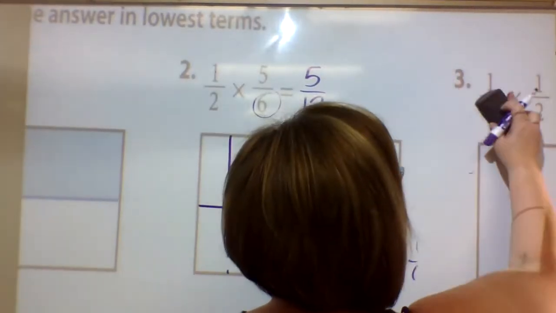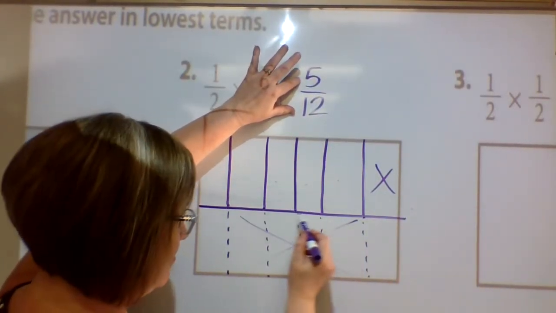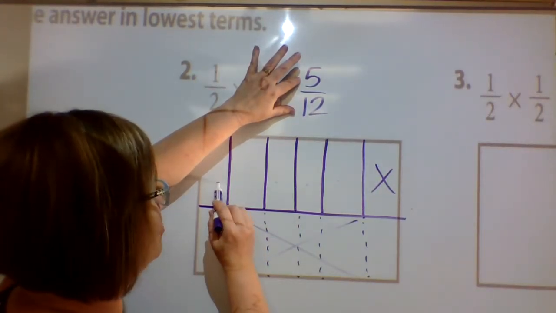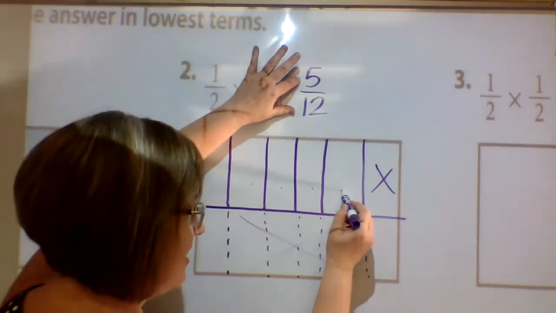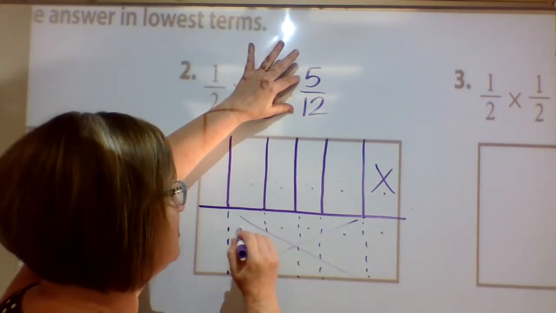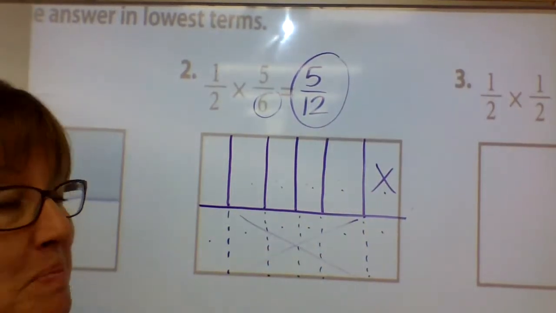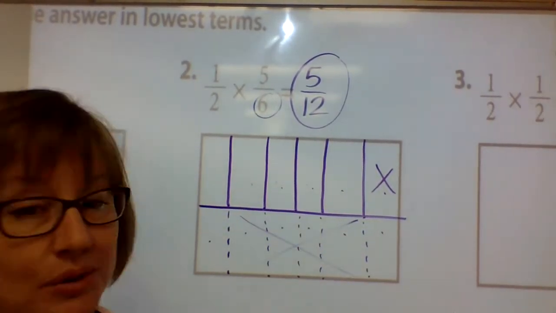Okay? So since it's 5 12ths, now we have 12ths by dividing this into half. So this is 1/12, 2/12, 3/12, 4/12, 5/12, 6/12, 7/12, 8/12, 9/12, 10/12, 11/12, 12/12. Do you see? I see it. Hopefully you do too. I didn't get it though until we did that. So we're getting better at this.